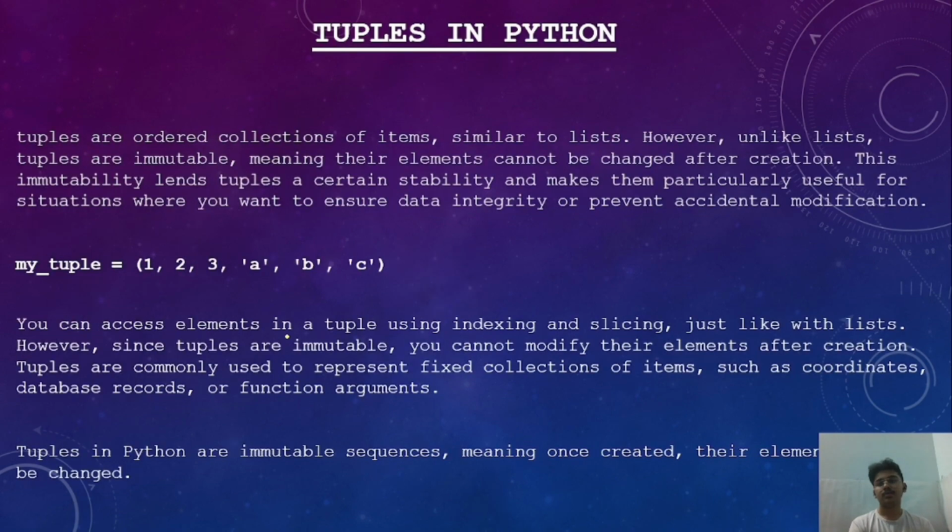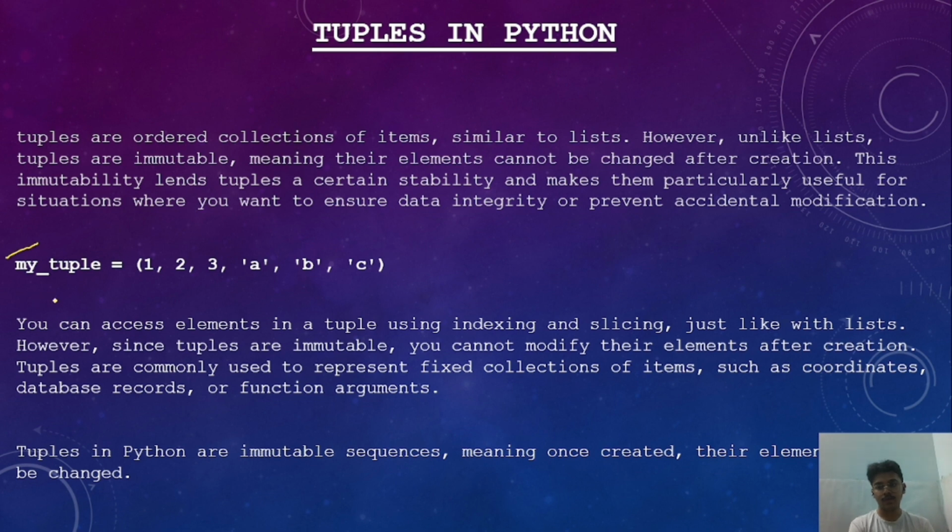Tuples in Python. Tuples are ordered collections of items similar to lists. However, unlike lists, tuples are immutable, that is, their elements cannot be changed after creation. This immutability lends tuples a certain stability and makes them particularly useful for situations where you want to ensure data integrity or prevent accidental modifications.